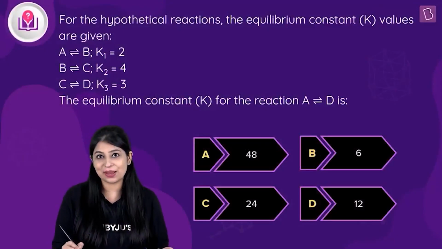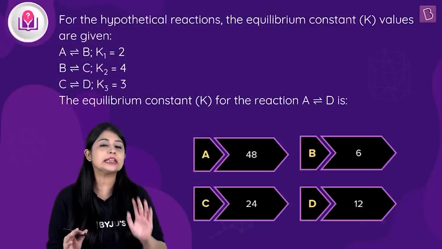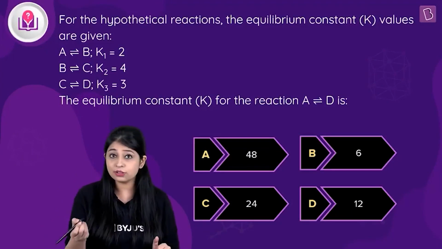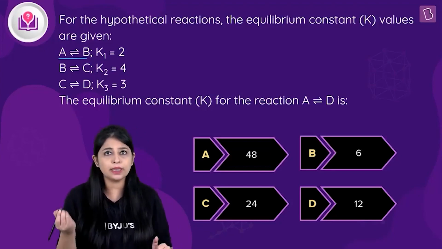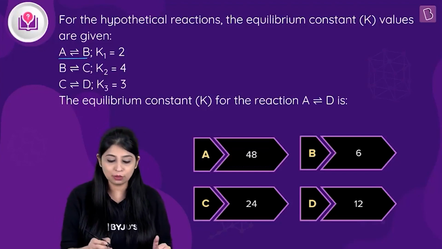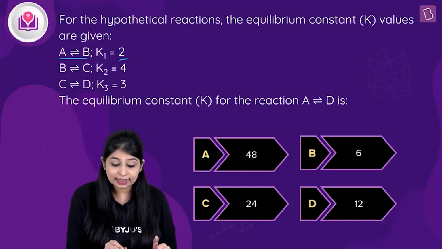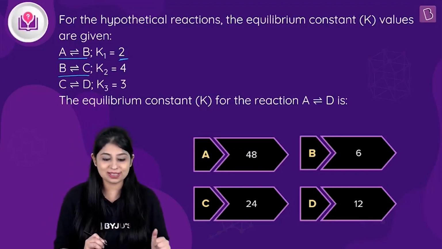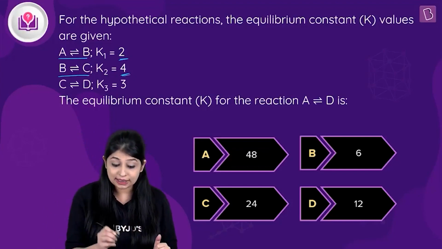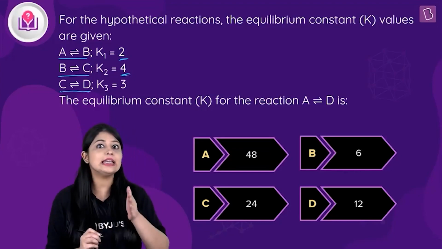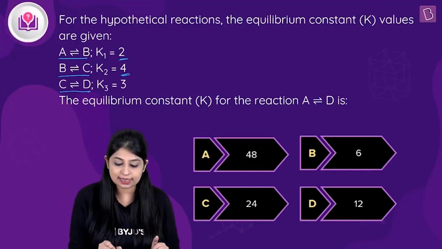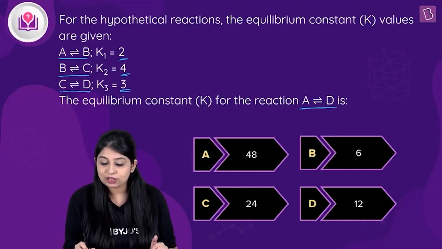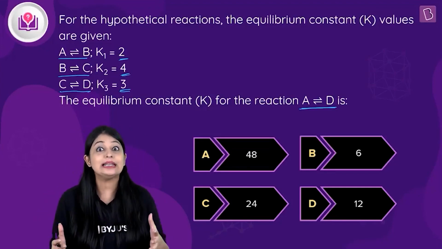Let's have a look at this question. In this question, we are given 3 hypothetical reactions. The first reaction is A is in equilibrium with B, and the equilibrium constant given is 2. The second reaction is B in equilibrium with C, and the equilibrium constant given is 4. The third reaction is C in equilibrium with D, and the equilibrium constant is given as 3. And we have to find the equilibrium constant for the reaction in which A is in equilibrium with D.